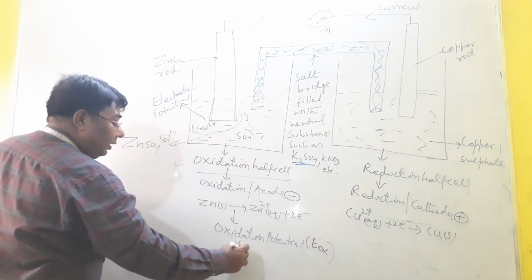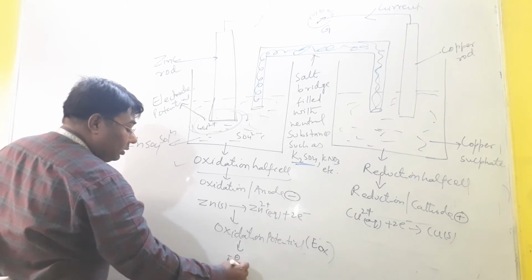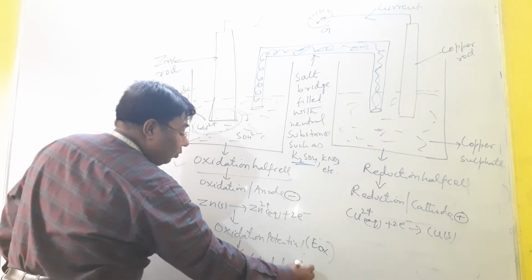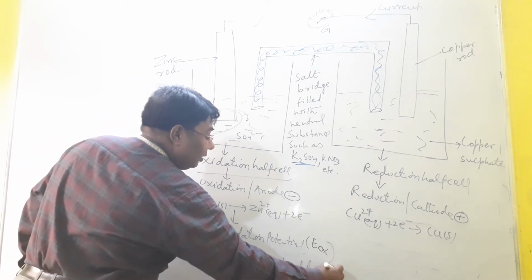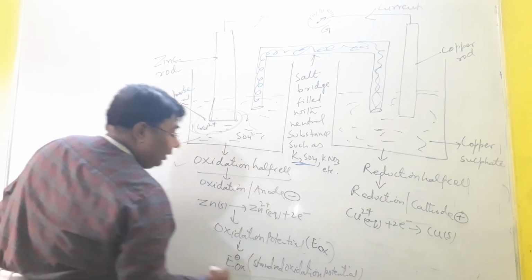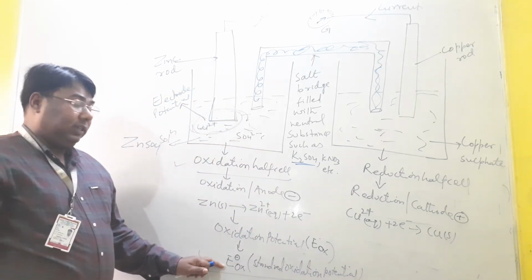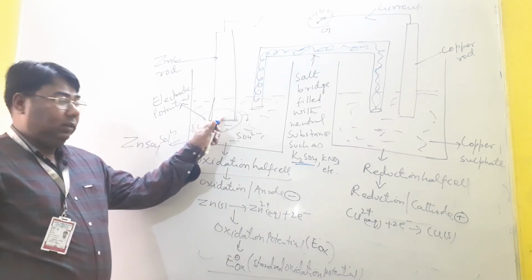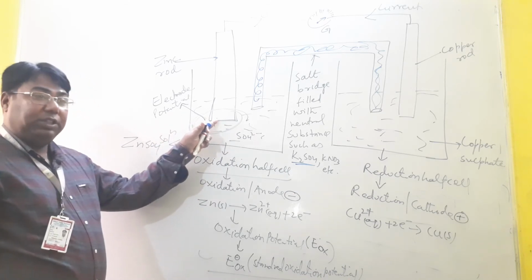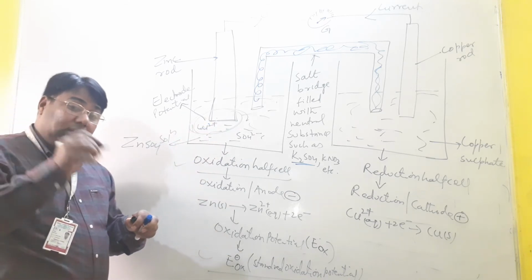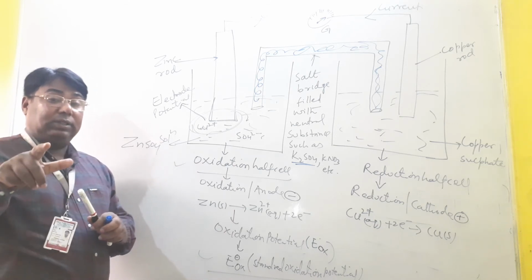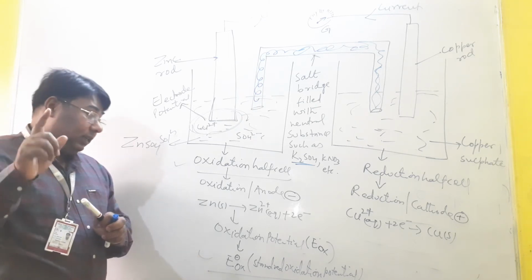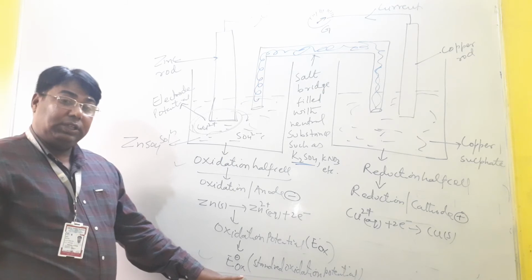when it is measured under standard conditions, is said to be E naught ox, or standard oxidation potential. So all of you please try to understand, there are two terms, and standard oxidation potential develops over the anode. Understand? Here oxidation potential will develop, and when oxidation potential is measured under standard conditions, that means temperature 298 Kelvin and the concentration 1 M, then it is said to be standard oxidation potential.